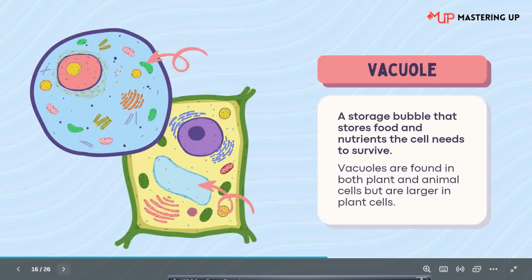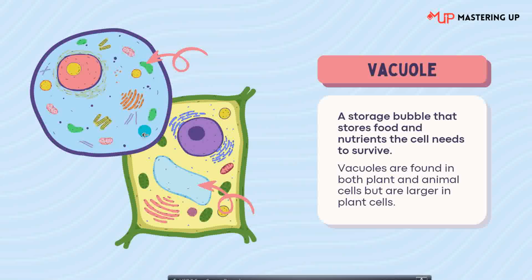Now vacuole. We had a detailed discussion about vacuoles in the previous class also. It is a storage bubble that stores foods and nutrients the cell needs to survive. Vacuoles are found in both plant and animal cells but are larger in plant cell. Here you can see in the animal cell it is shown as a small structure, but in plant cell it is shown as a single large structure, and in animal cell there are a number of small vacuoles present. And also there is another difference other than the size.